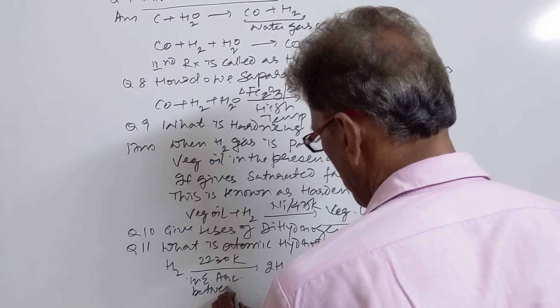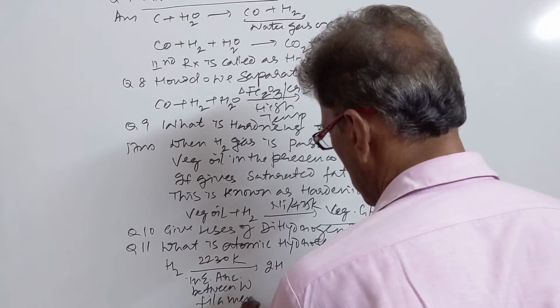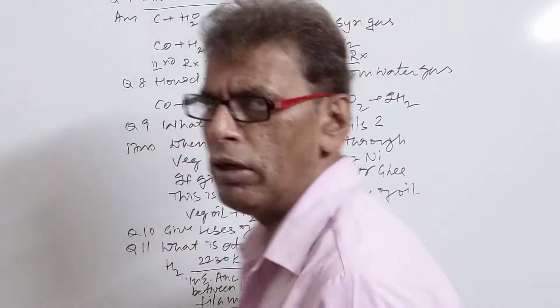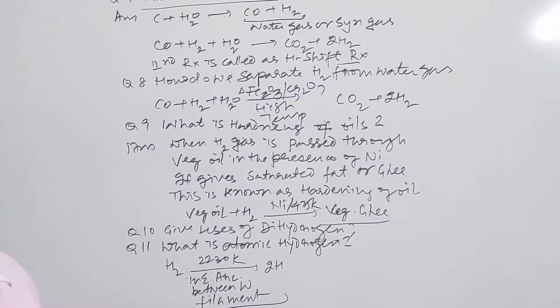between tungsten filament. Then the hydrogen molecule breaks up to give atomic hydrogen. So this is the preparation of atomic hydrogen.